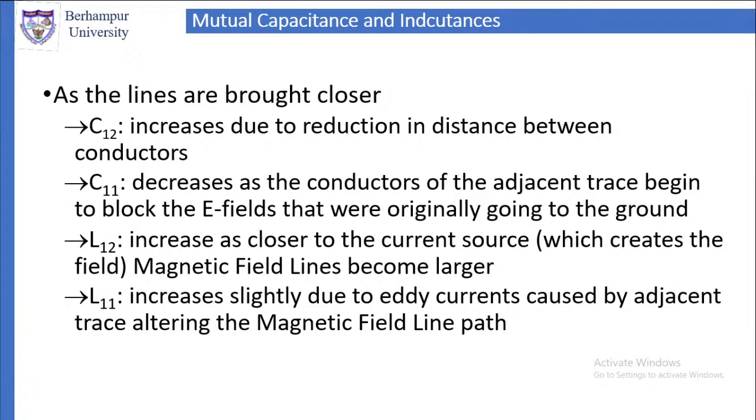Because of larger magnetic field lines, there will be larger inductance. So L12 will increase, whereas L11 will also marginally increase. This is because of the eddy currents. Hopefully you know what eddy currents are. When they come closer, the currents will be affected, and there will be eddy currents. The eddy currents caused by the adjacent trace or line will alter the magnetic line path and increase the net inductance.